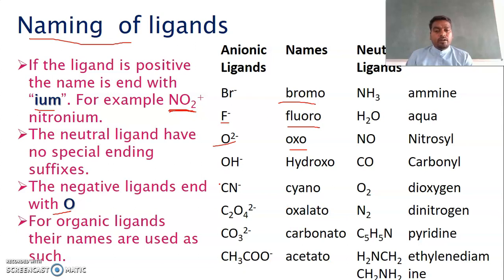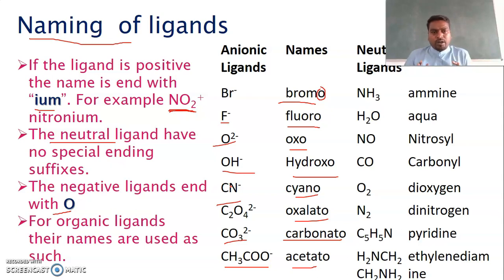Hydroxy, hydroxo; cyanide, cyano; oxalate, oxalato; carbonate, carbonato; acetate, acetato, like this. You just look at the anion ligand. The name of the anion ligand ends with -o. So bromide, bromo. And for a neutral ligand, the name of the neutral ligand is used as such.